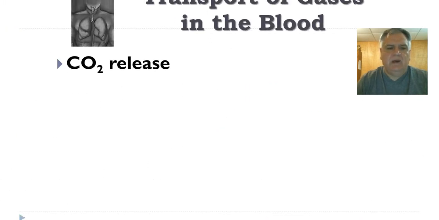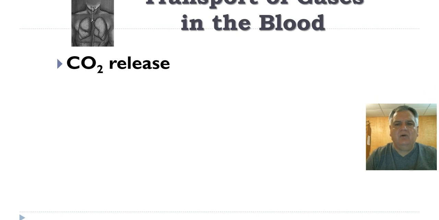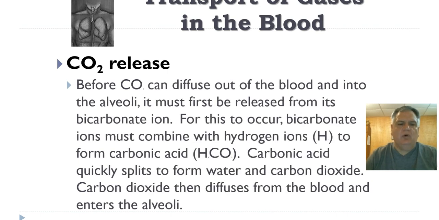Okay, now moving ahead, we know how the carbon dioxide gets into the blood and how it's transported, but now, whenever the blood gets to the lungs, how is the carbon dioxide released? Well, before the carbon dioxide, CO2, can diffuse out of the blood and into the alveoli, it first has to be released back out of that bicarbonate ion.